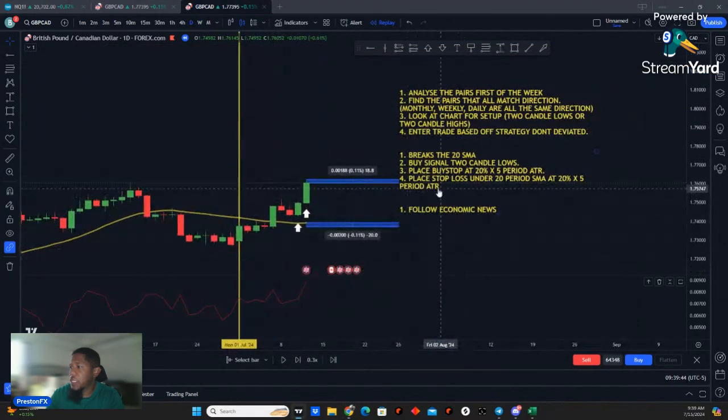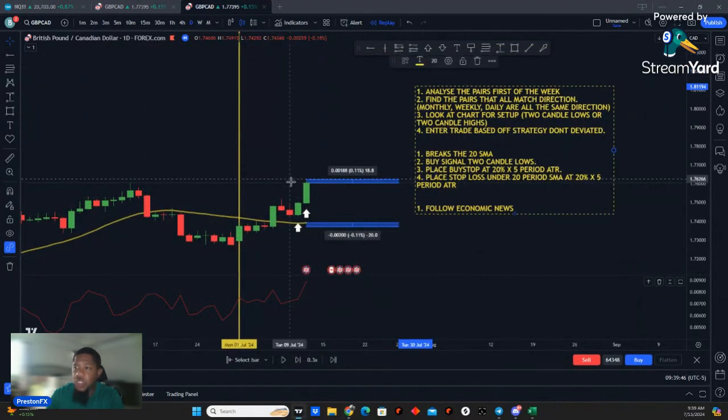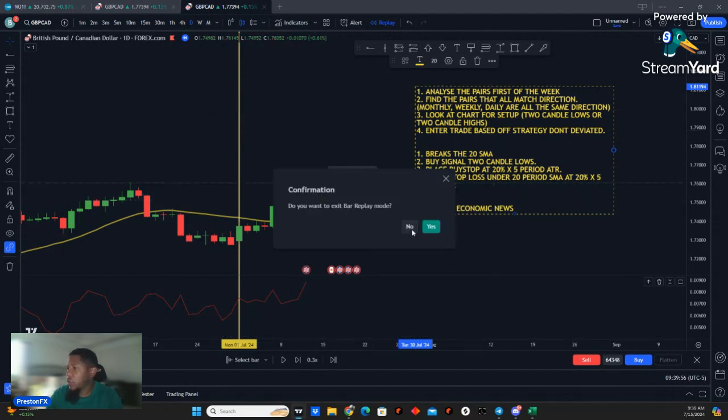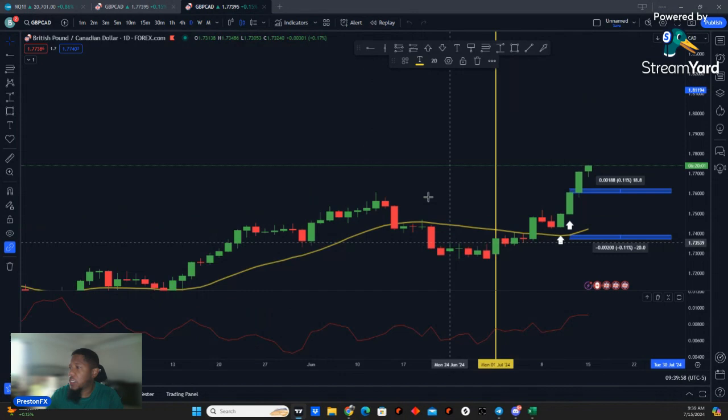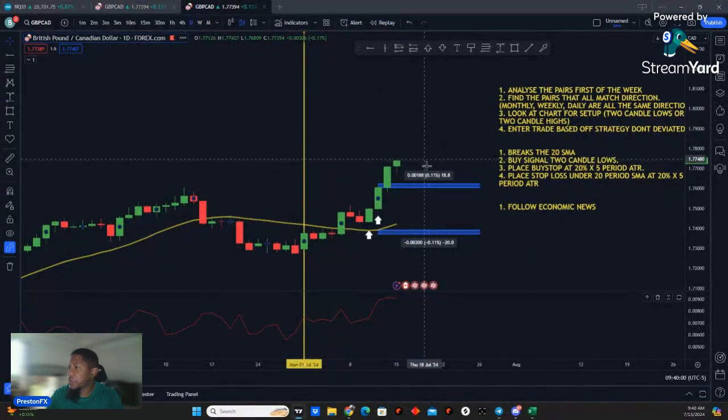The biggest thing is to follow economic news, because the candles just don't move on their own. A catalyst has to happen to make this move. It just don't move on its own. Okay, so those are the biggest things. I'm not gonna beat the dead horse today. All right, again, let's put this back into play.